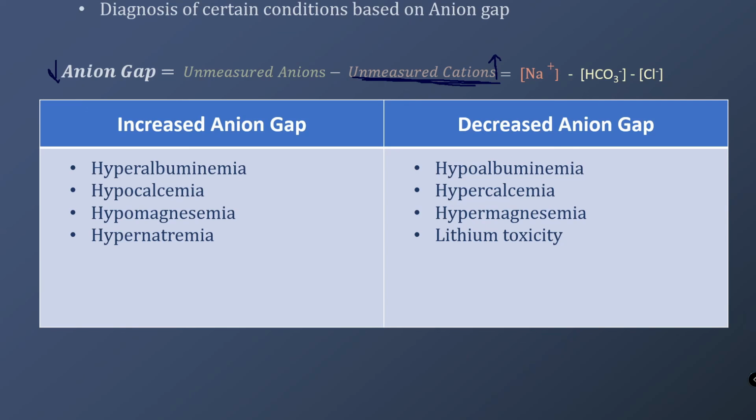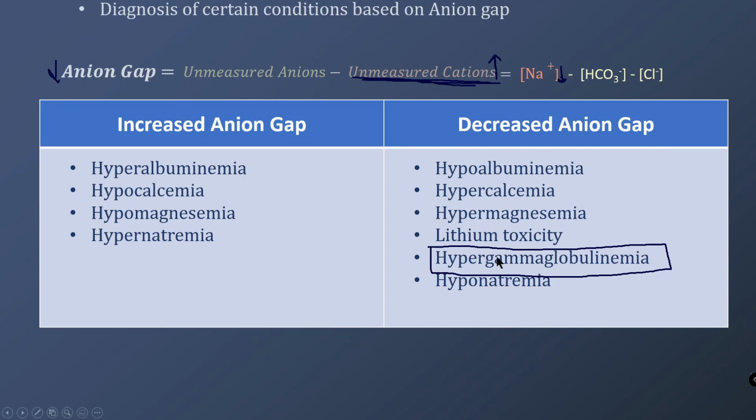Just by looking at this equation, you can solve each and every possible question, MCQ or even SCQ, related to anion gap. Right? Now, what if sodium decreases? If sodium decreases, anion gap will decrease. I will talk about this later. So hyponatremia.